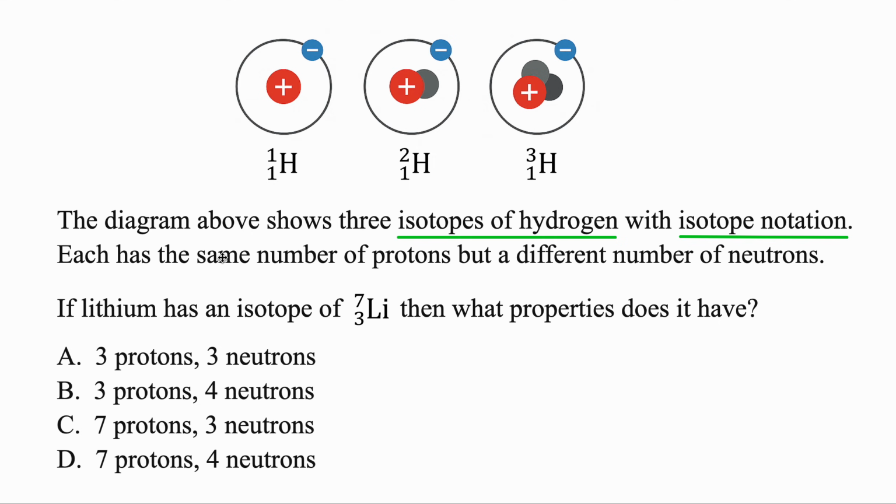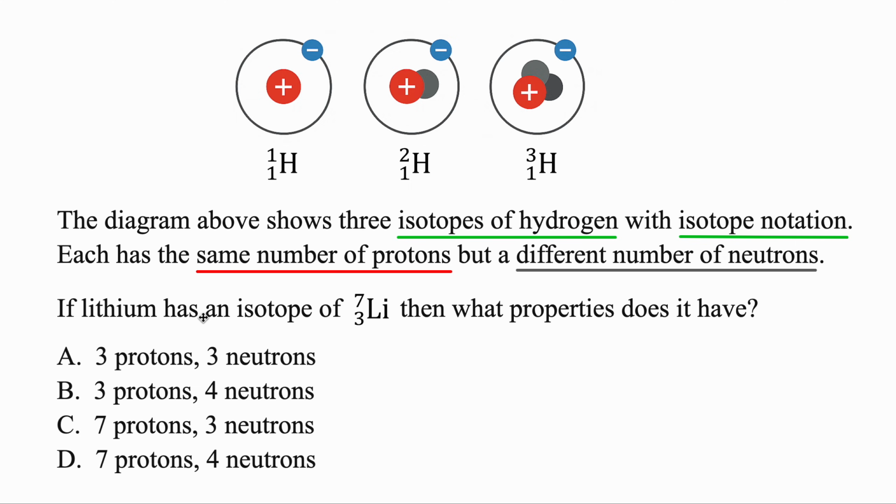Next, each has the same number of protons. Let's pause there. We know protons are positive, P, so this one has 1, 1, and 1. They do all have the same number of protons, but they have a different number of neutrons. Let's highlight that. We know neutrons are neutral and they're in the middle. This one has no neutrons. This has 1 and this has 2. So that is true, they have a different number each.